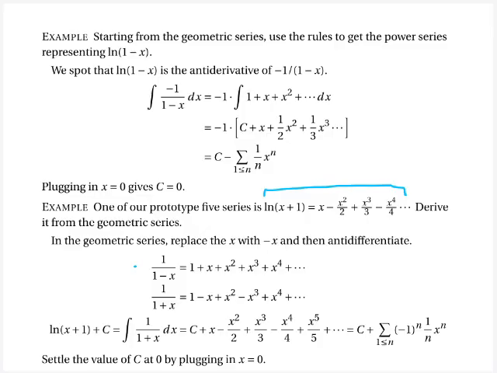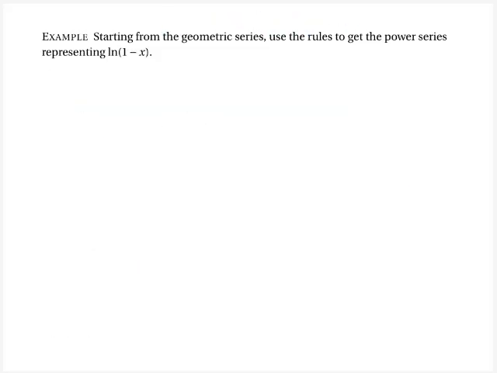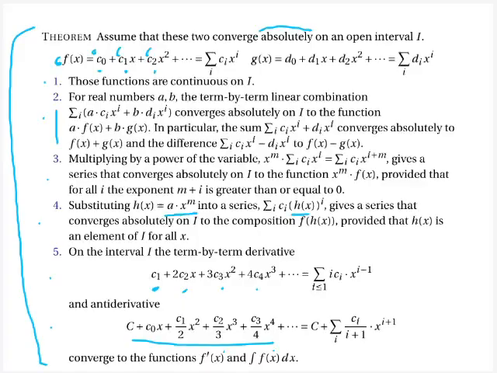So here's the geometric series. I don't want 1 minus x. I want 1 plus x. So I replaced the x with a minus x. There is a rule that says you can substitute minus x, a equals minus 1, minus x to the 1 power, into the series, and it'll converge absolutely. So that's what I'm doing.